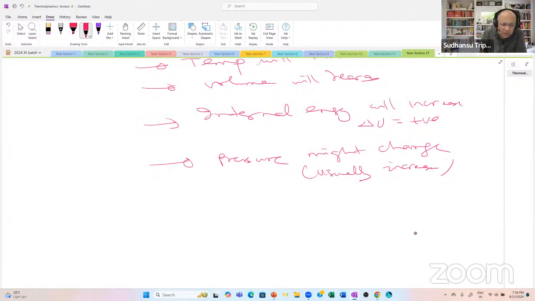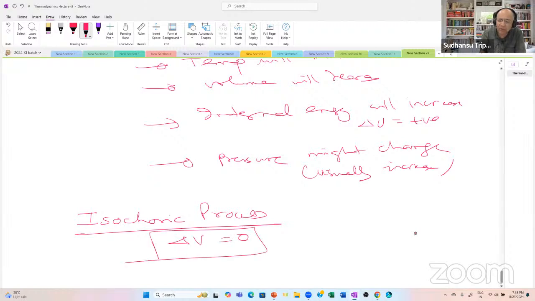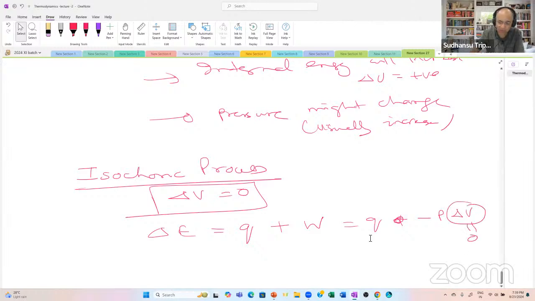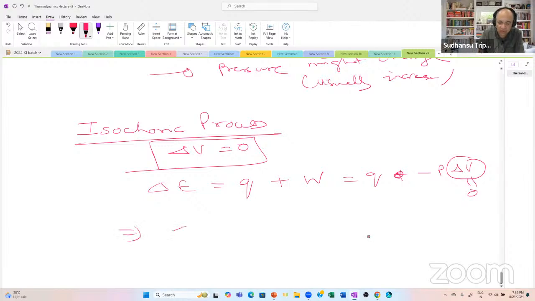Then coming to the next, the isochoric process or isovolumic process, where by some process we keep the volume constant. I've told you what the conditions are when volume remains constant. So in that case, when we write del E is equal to q plus w, then w is equal to minus P del V, where del V remains constant in an isovolumic process. So what will happen to the relationship of del E?